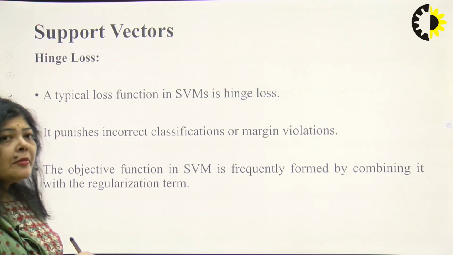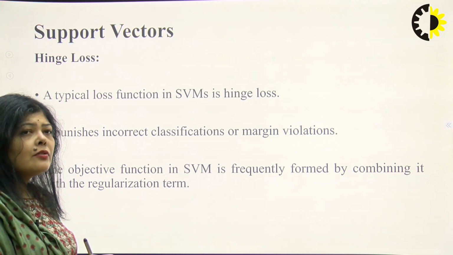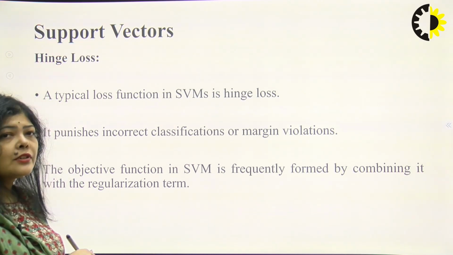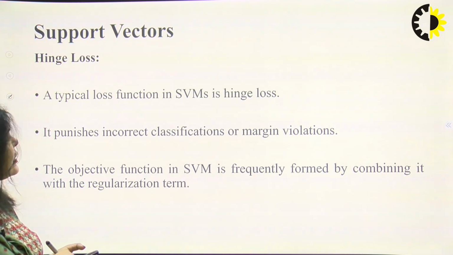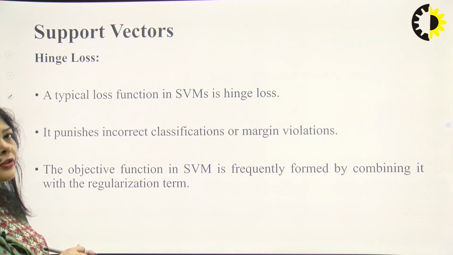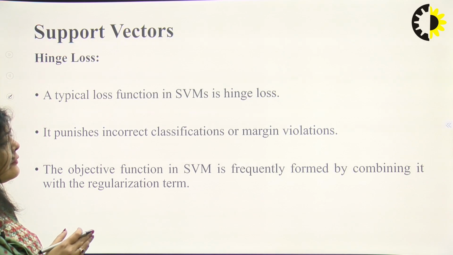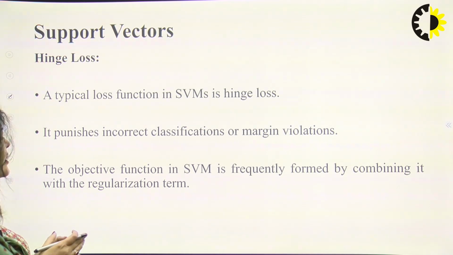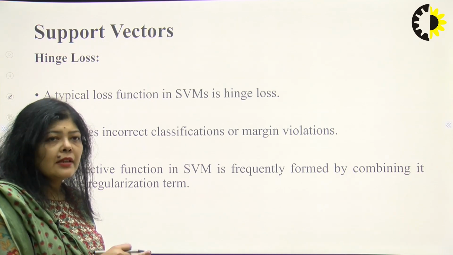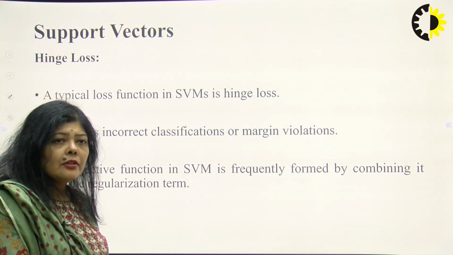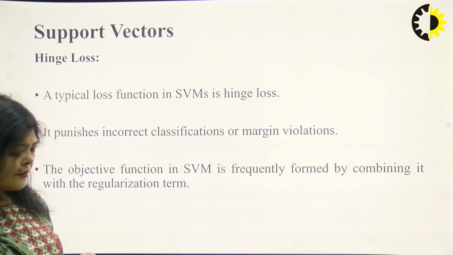Another parameter that is used in the SVM algorithm is the Hinge loss. Hinge loss is a loss function in SVM, and it is used to punish incorrect classifications or margin violations. The objective function of the SVM algorithm is frequently formed by combining it with the regularization term. So we combine the regularization term C and this Hinge loss together to optimize the SVM algorithm.